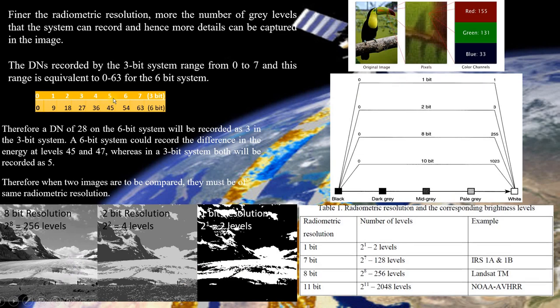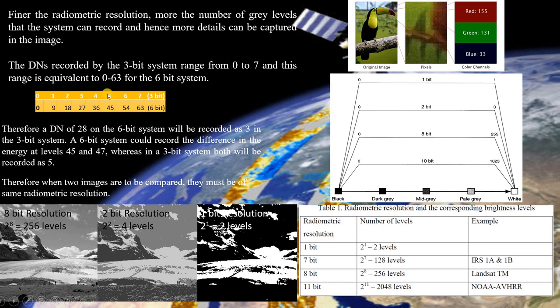But in the case of a 3-bit system, what will happen? Energy at levels 45 and 47 will both be recorded as only 5. At that moment, whatever the difference between the energy at 45 and 47, that difference will be missed in this 3-bit system, right?